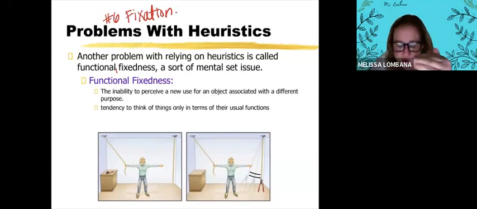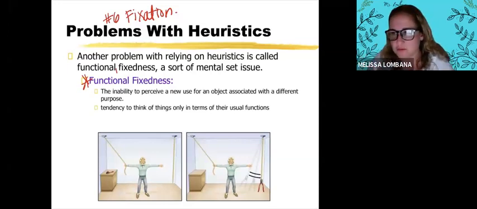Now, under fixation, I want you to add the words functional fixedness. And functional fixedness is that you think that the thing you're looking at only has one purpose or one function, and there's no other way to use it. So for instance, my favorite has always been a brush, right? If you have functional fixedness, you're going to see a brush is only to brush your hair, and that's it.